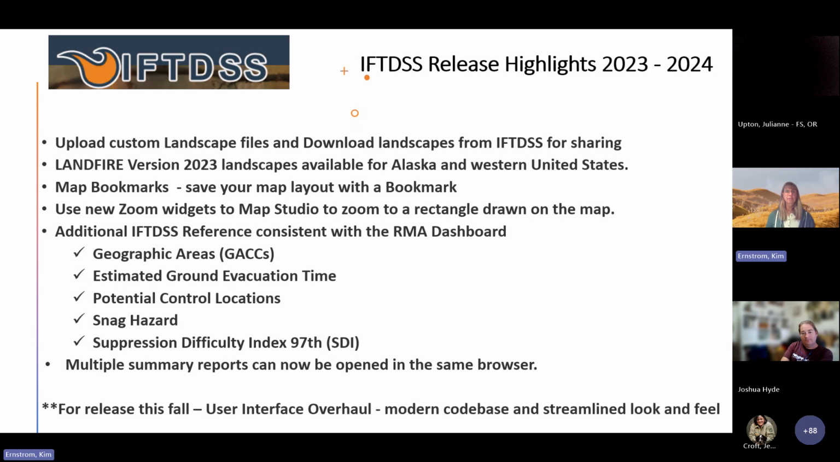And then we enabled the fact that you can now open multiple summary reports in your browser. So they'll just pop up in individual tabs. Before, you opened one report, and then if you wanted to open another report, it would replace the first one, and you couldn't compare them. A lot of times we want to compare them side by side. So now you can do that. You can open many reports at the same time and look at them next to each other.